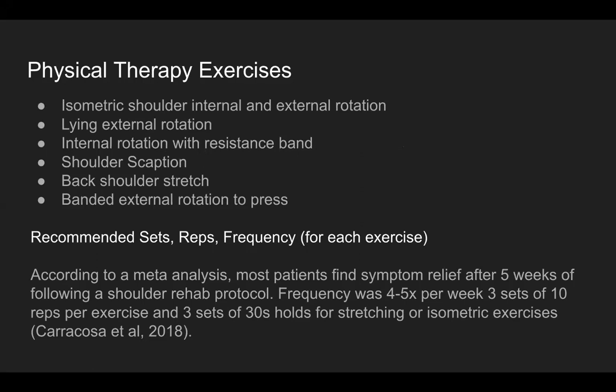All right. And then some physical therapy exercises are isometric shoulder internal and external rotation, lying external rotation, internal rotation with resistance band, shoulder scaption, back shoulder stretch, banded external rotation to press. And then the recommended sets, reps, and frequency for each of these exercises. According to a meta-analysis, most patients find symptom relief after 5 weeks of following a shoulder rehab protocol. And the frequency was 4 to 5 times per week with 3 sets of 10 reps per exercise and then 3 sets of 30-second holds for stretching or isometric exercises.